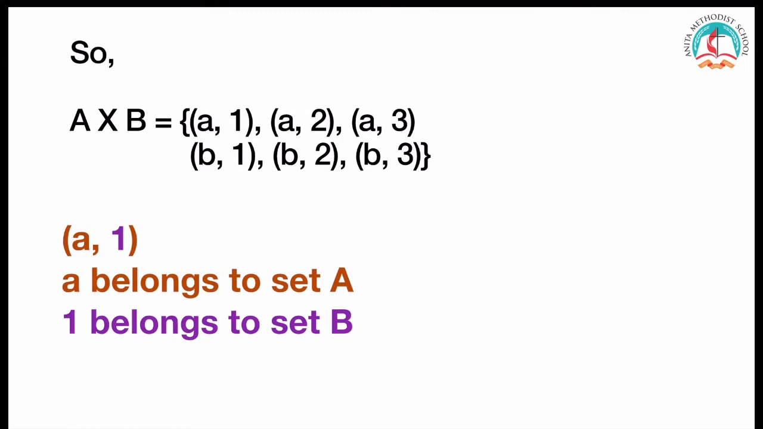This complete set of ordered pairs of A and B is nothing but the Cartesian product of the sets. Cartesian product is written as A × B. Notice that ordered pairs are enclosed in curly brackets and separated by commas. So remember that curly brackets are used to enclose the elements in a set.